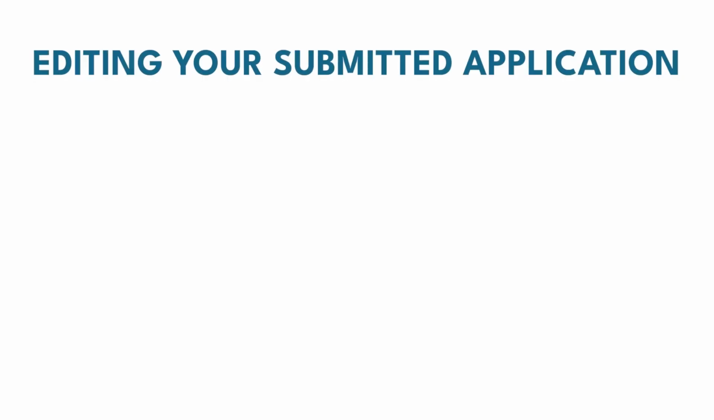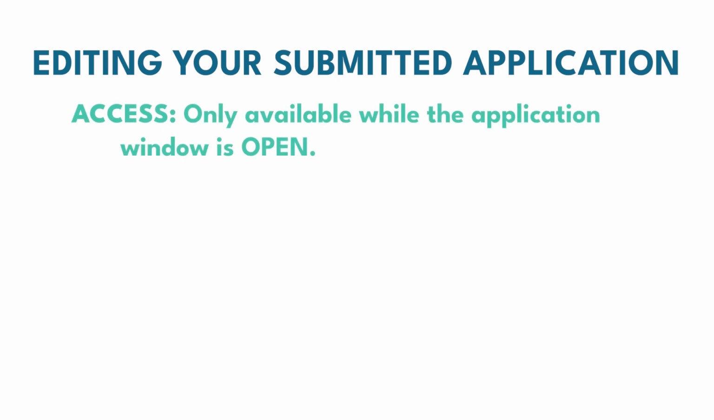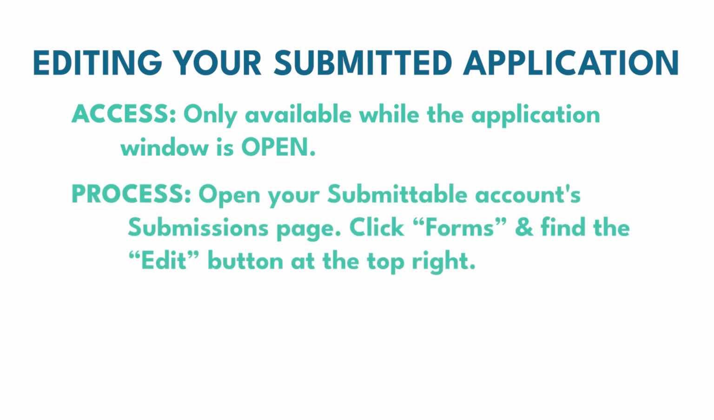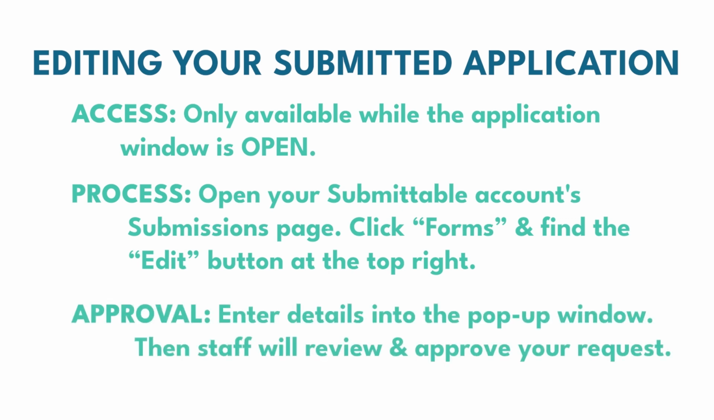It's important to note that while the application window is open, you can make edits to your submitted application by filing a request to edit. To do this, go to your Submissions page in your Submittable account. Click on the Forms tab and locate the Edit button at the top right of your screen. A pop-up request window will appear. Here you will enter the details, and a staff member will approve your request to edit.